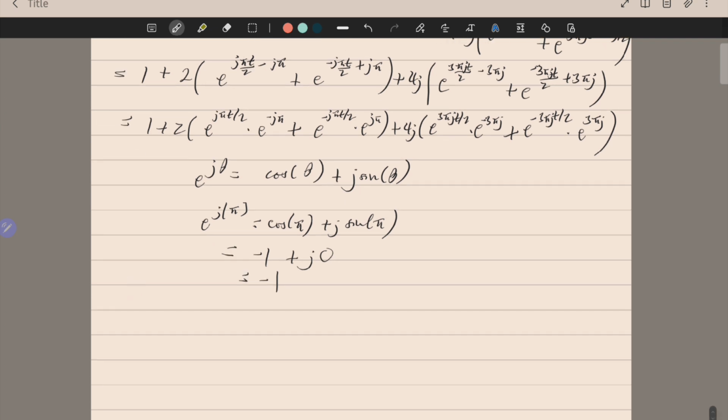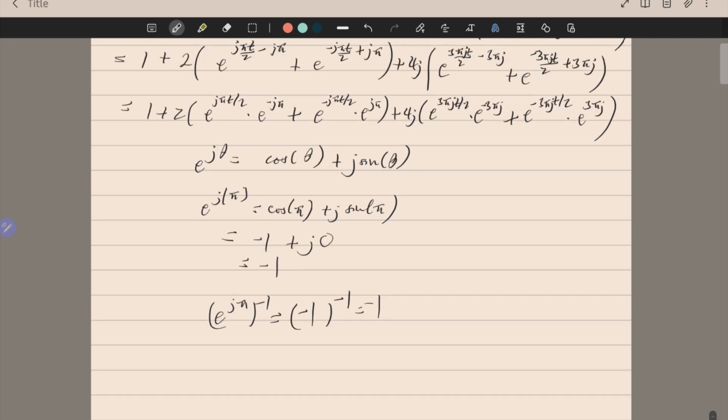So because it's equal to -1, we can easily see what the other values are. For example here, e to the minus j pi is just equal to e to the j pi to the power of -1. So this is -1 to the power of -1, which is just -1. Okay, so this should be equal to 1 plus 2, what's that, -1, right? So minus e to the j pi t over 2.